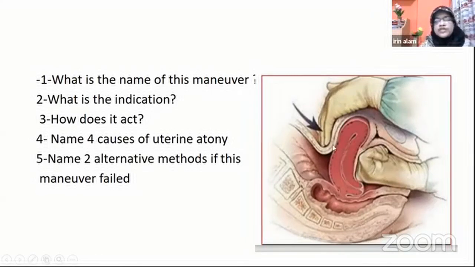Name 4 causes of uterine atony. Uterine atony may be present if there is overdistension of the uterus, in case of multiple pregnancy, polyhydramnios, or big baby, or if there is fibroid uterus. And if labor is prolonged, then uterine atony may occur. Name 2 alternative methods if this maneuver fails. Alternative methods may be uterine artery ligation or B-Lynch suture if this method fails.